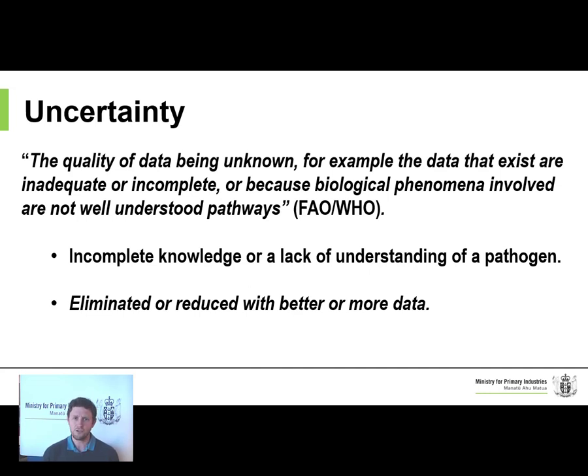We also have uncertainty. So this is about the quality of data being unknown. For example, the data that exists are inadequate or incomplete, or because the biological phenomena involved are not well understood, or the pathways themselves are not fully understood. We'll note there's some incomplete knowledge or a lack of understanding of a pathogen, where the knowledge itself becomes more complete, and you have greater understanding the further down the track you're examining or trying to obtain more data. And a really good example in the current times is COVID-19.